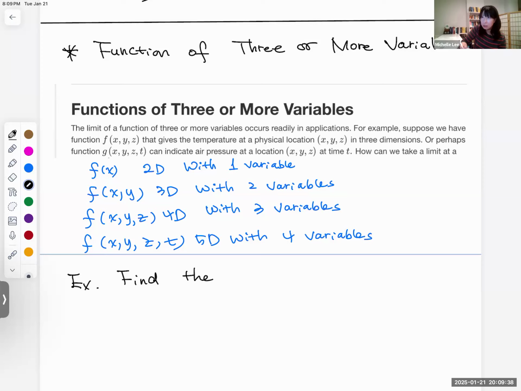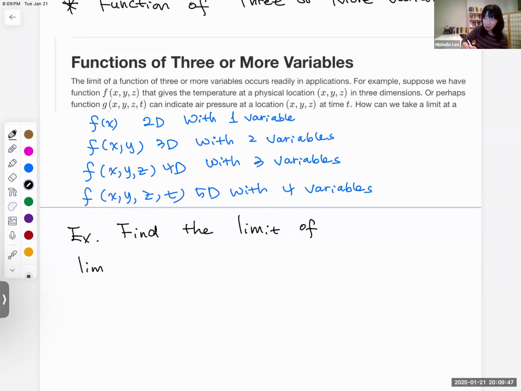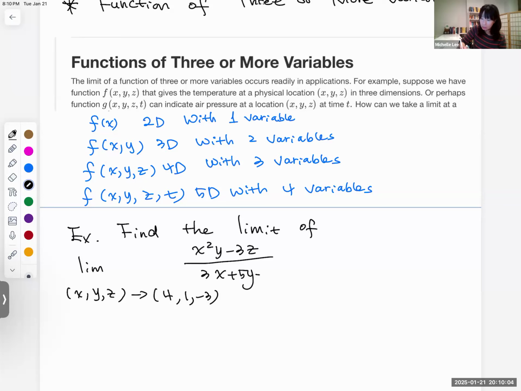Find the limit of, we have, limit as (x, y, z) approaches (4, 1, -3) of (x squared y minus 3z) over (3x plus 5y minus z). If we have a quotient, then we check the denominator quickly. 1, 2, 3. What do you get? Good, 16. So it's not 0, then we can just apply, right?